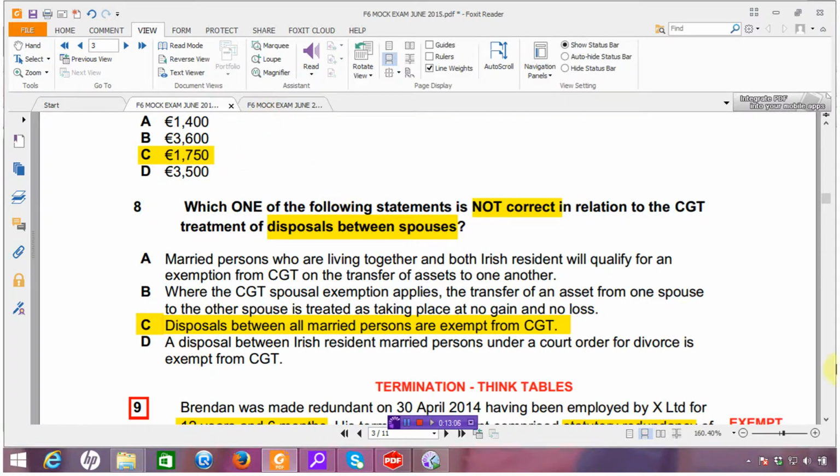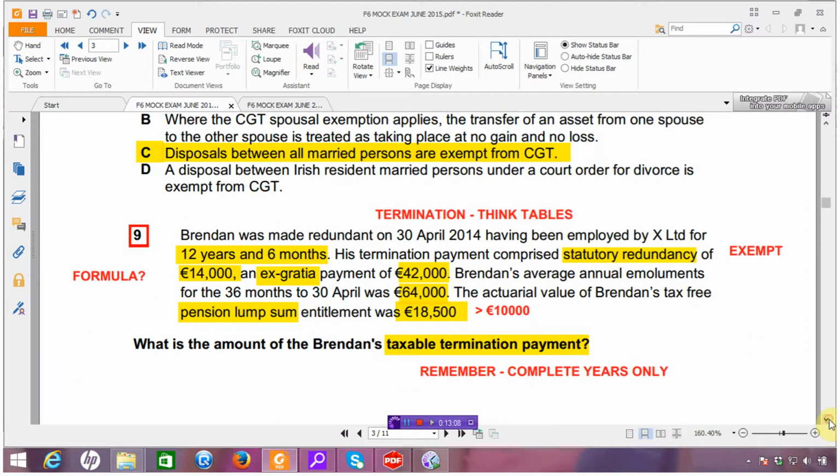Okay. Number 9 here, this is the termination rules, and this is something that confuses students from time to time. We know that we have those 3 exemptions for termination payments, 3 calculations within our tax tables, and this particular question concerns 2 of them. So we've got an individual who's made redundant and has been employed for a period of time, 12.5 years. They've given us some details on a statutory redundancy payment and an ex gratia payment, and some average emolument.